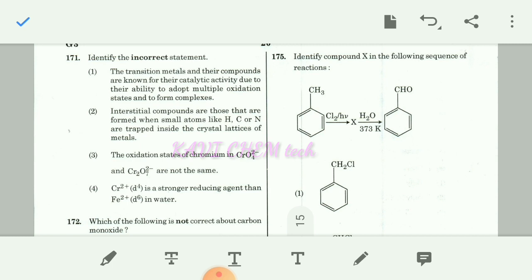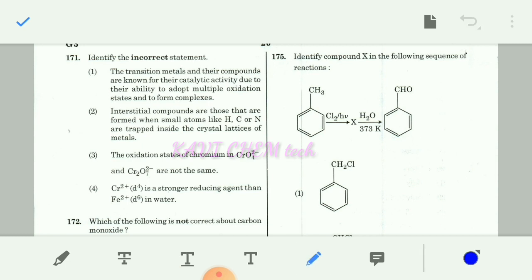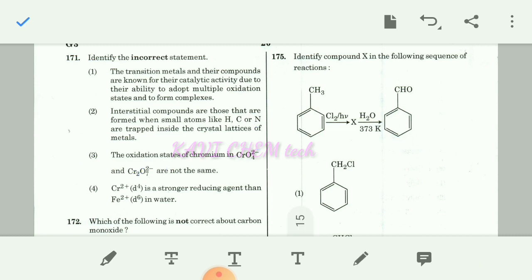So option 3 is the correct answer, because it is given that the oxidation states of chromium in CrO4 2- and Cr2O7 2- are not the same. Actually, in both cases, the oxidation state of chromium is +6. So they are the same, and that is the incorrect statement.